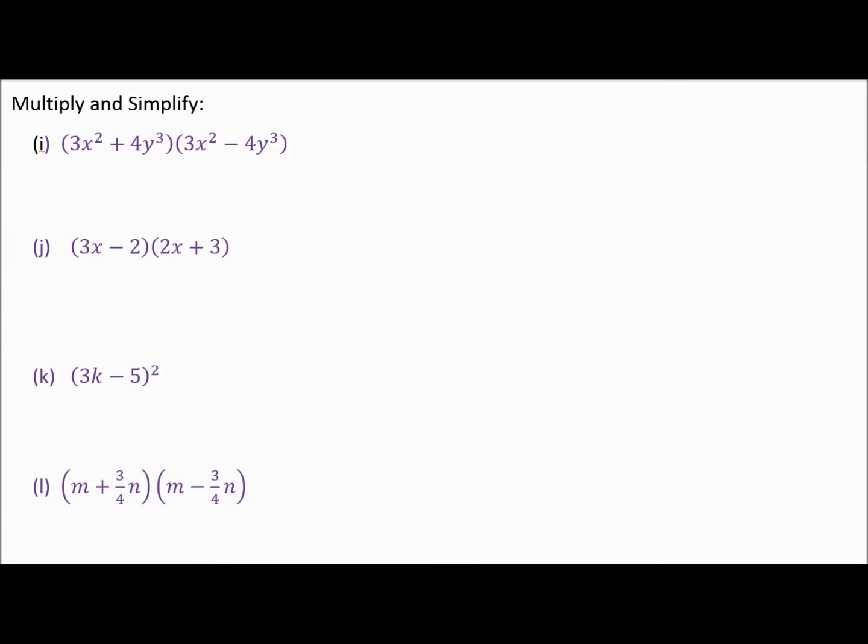Alright, last set of problems. Again, just to get you in the habit of taking a look at this, we could do 3x squared times 3x squared would be 9x to the, add those exponents, fourth. 3x squared times negative 4y to the third would be minus 3 times 4 is 12, x squared, y to the third. And then 4y to the third times 3x squared will be plus 12. I like my alphabetical order, x squared first, y to the third. And then finally, last, 4y to the third times negative 4y to the third will be negative 16y to the sixth. These middle terms cancel.